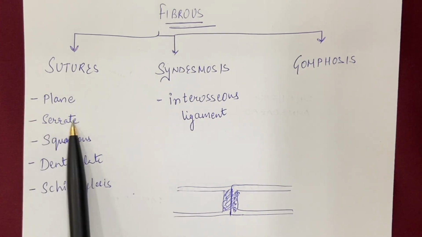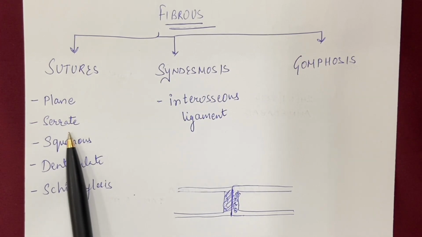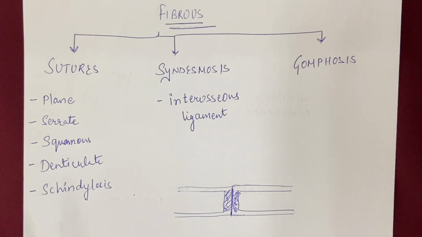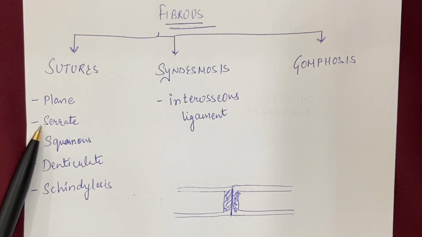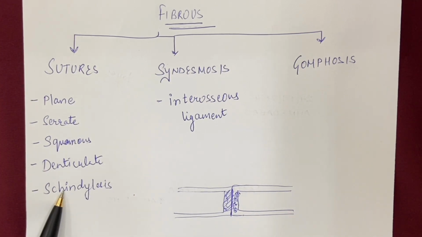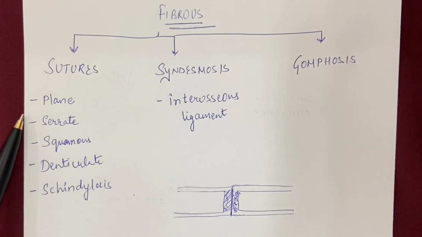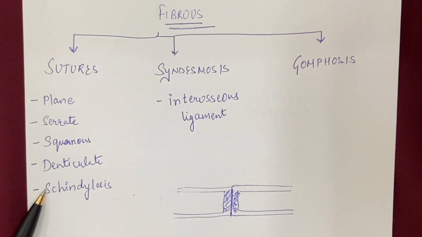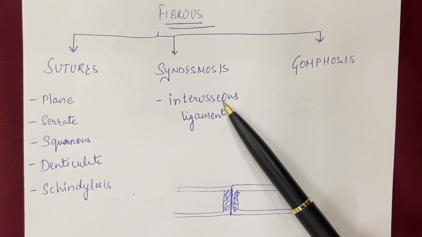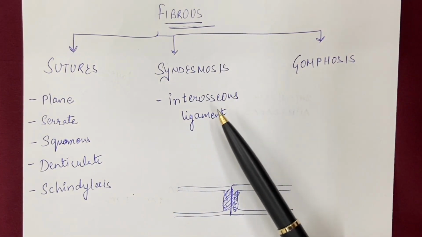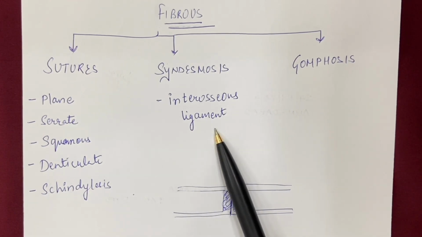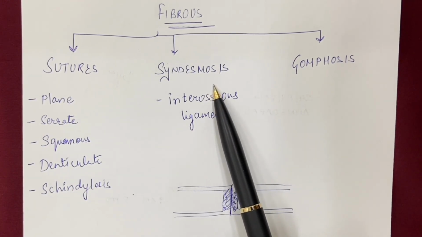These sutures are peculiar to the skull and they are immovable. According to the shape of the bony margins, the sutures can be plain, serrate, squamous, denticulate and scintillaceous. We will see each of these varieties, and why this kind of name is given, on the bone itself. In the next variety of fibrous joint, syndesmosis, there is a presence of an interosseous ligament between the two articulating bones. This kind of joint is known as syndesmosis.